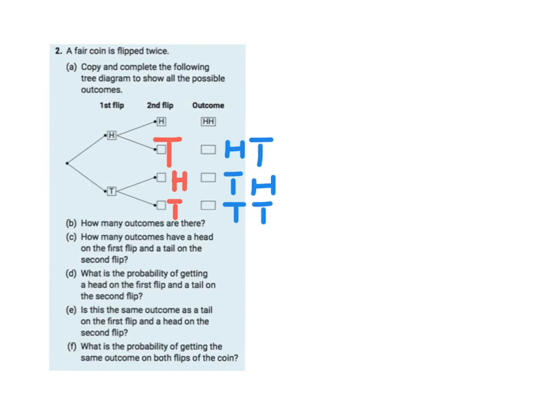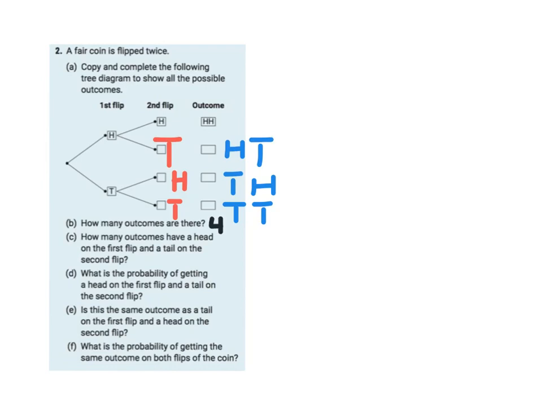So we filled out our tree diagram there, and hopefully this is bringing back memories for you of how to fill out a tree diagram. So now we're going to answer our questions. First question there, part B asks, how many outcomes are there? So I have head, head, head, tail, tail, head, and tail, tail. So that first question is going to be 4 is my answer.